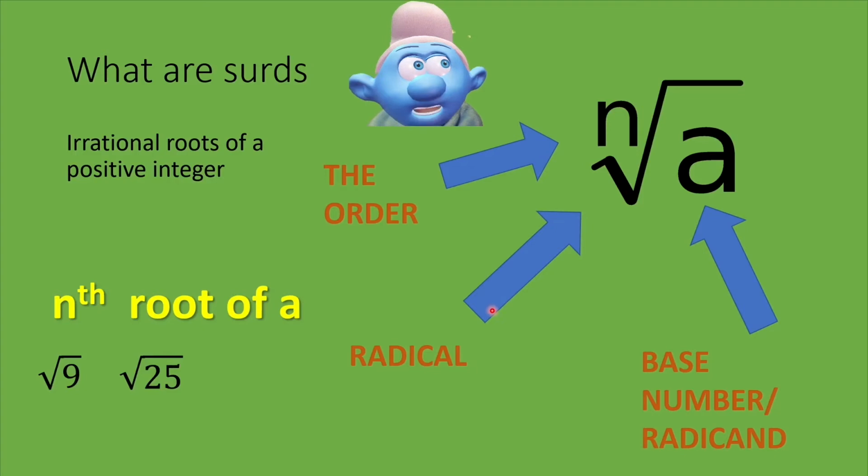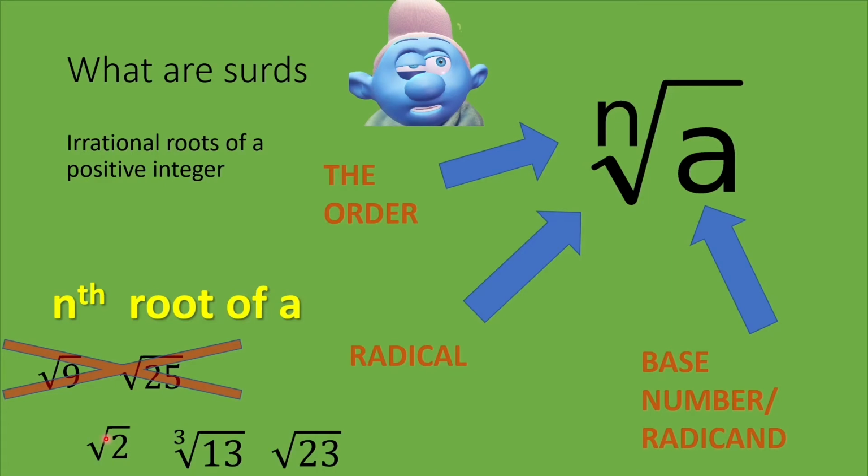So, as stated before, surds must be irrational numbers. Therefore, the square root of 9 and the square root of 25 are not classified as surds, since they can be equal to 3 and 5. Examples of surds are the square root of 2, the cube root of 13, and the square root of 23.